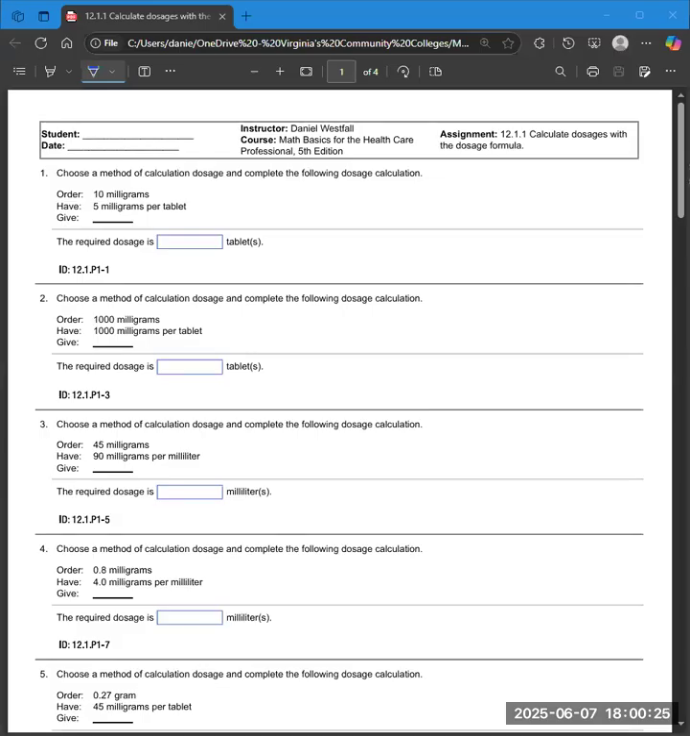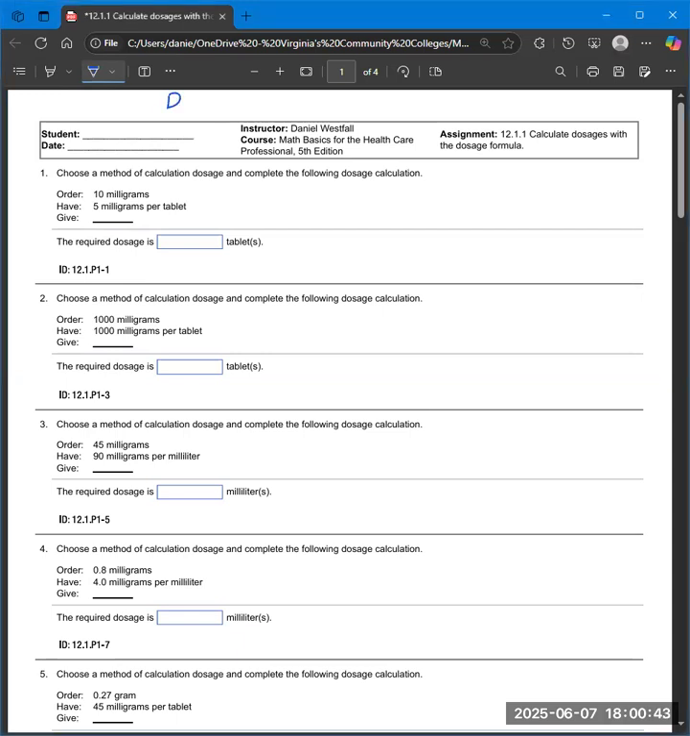All right, in this video, we're going to talk about 12.1, Objective 1, where we calculate dosages with the dosage formula. The objective actually says with the dosage formula or with dimensional analysis, but we've been introducing dimensional analysis for a while now. So we'll use the dosage formula.